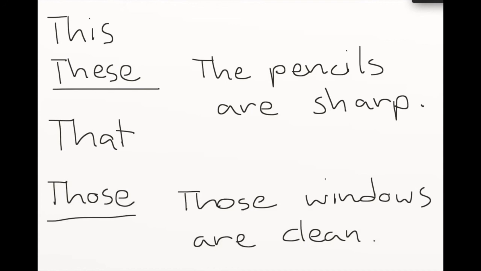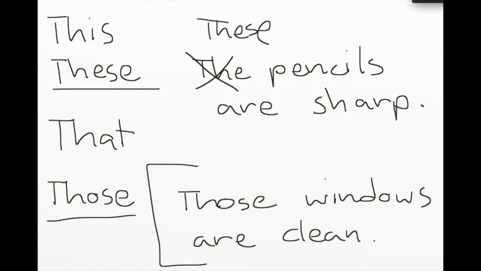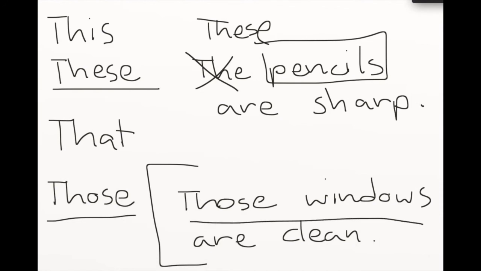So let's take a look. Oh, again, you want this to be these. But let's take a look at this sentence down here. Those windows, so they're farther away. They're not close like the pencils are. The pencils are on the table right next to me. So these pencils are sharp. We are using those. Those windows are clean. So those windows can be in the house that you are in. They're just not as close as the pencils. They're a little ways away or a little farther away. They're not next to you. So those windows are clean.